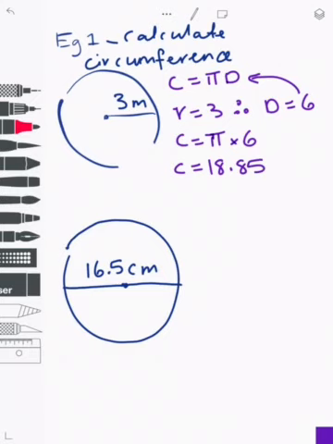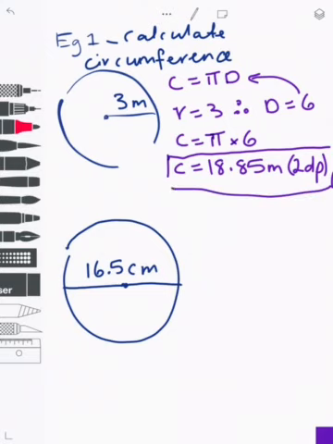Is that in millimeters, meters, centimeters? What is it in? It's in meters. And I also have to indicate that I rounded off to 2 decimal places. It's very important that you indicate your measurement and how much you rounded it off to. So my final answer is circumference equals 18.85 meters, to 2 decimal places. What that indicates to me is that if the radius of a circle is 3, the total outside perimeter is going to be 18.85.